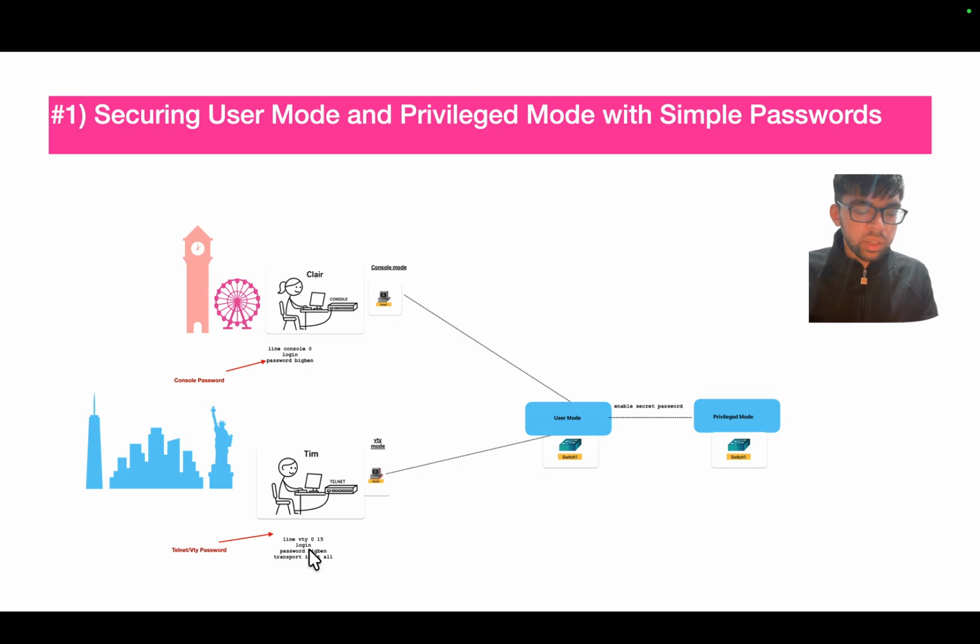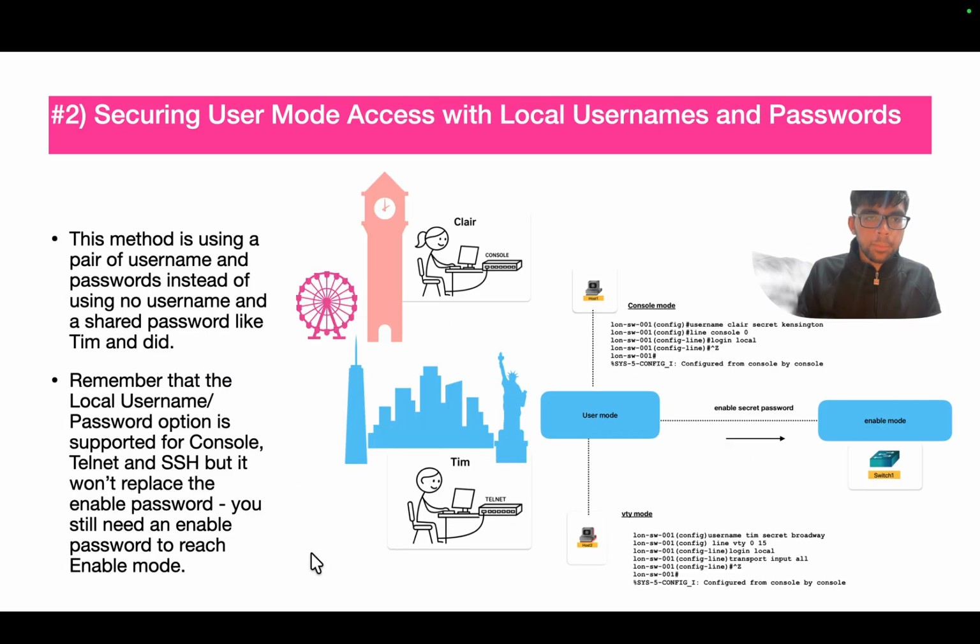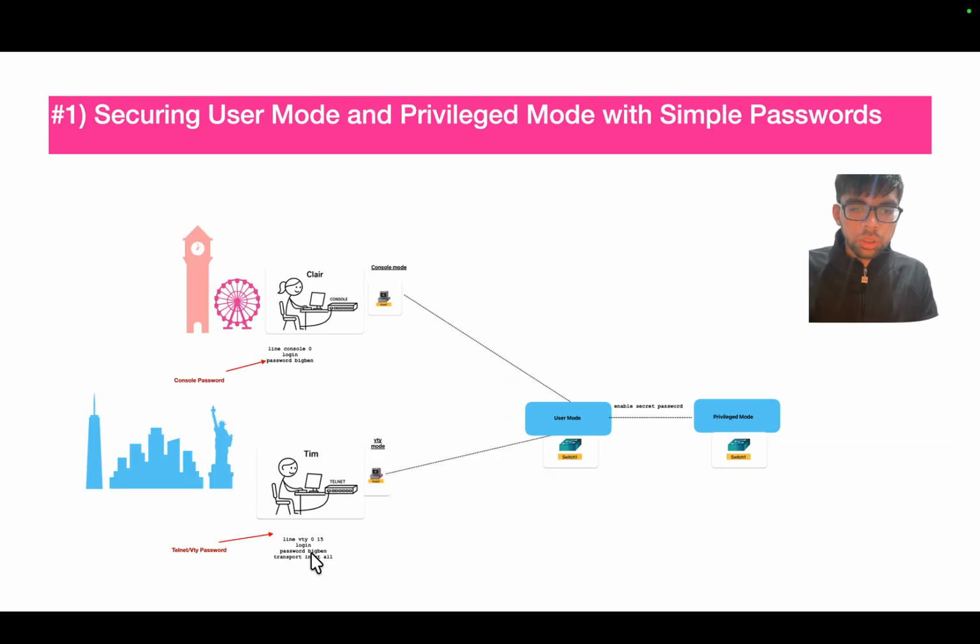Basically what Tim has done here is configure a telnet password for accessing via telnet. If he logs in, he'll be challenged with the password. He enters the password Big Ben, and that gives him access to user mode. Same thing with Claire, who accessed via console. Now she'll be challenged for a password. She puts the password in and gets into user mode. But there's still an enable secret password to get into privilege mode. It could also be an enable password, but an enable secret password is better, and that will get you into privilege exec mode, or enable mode.